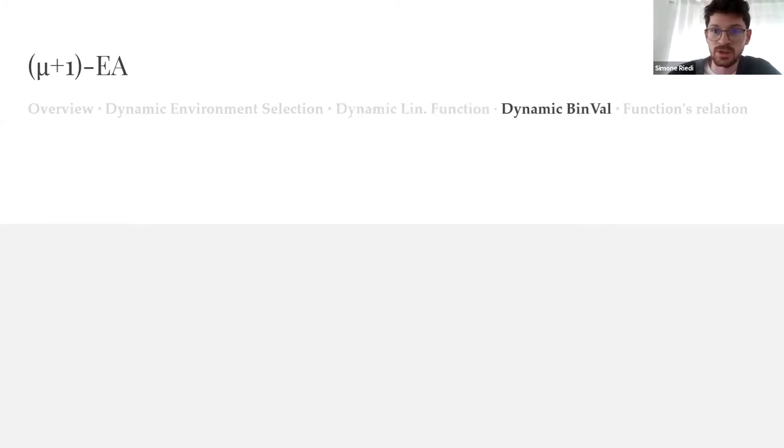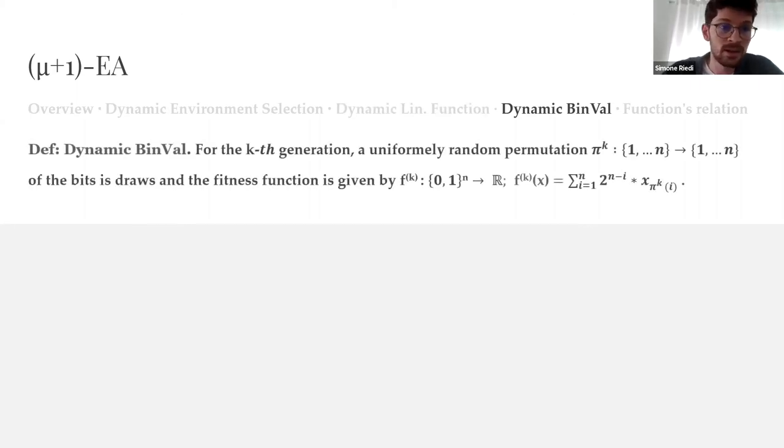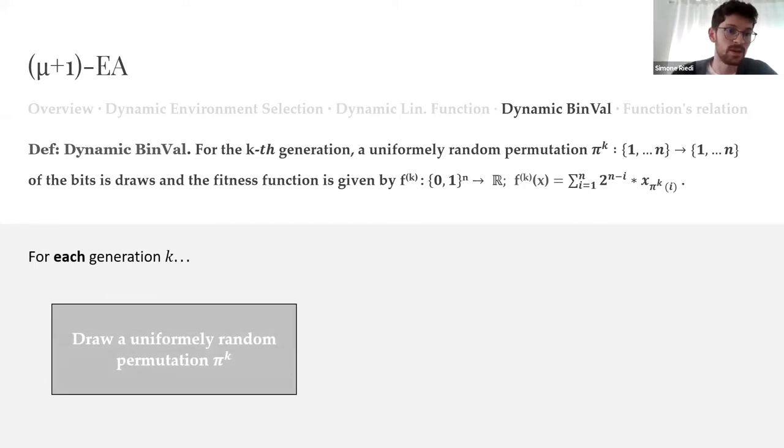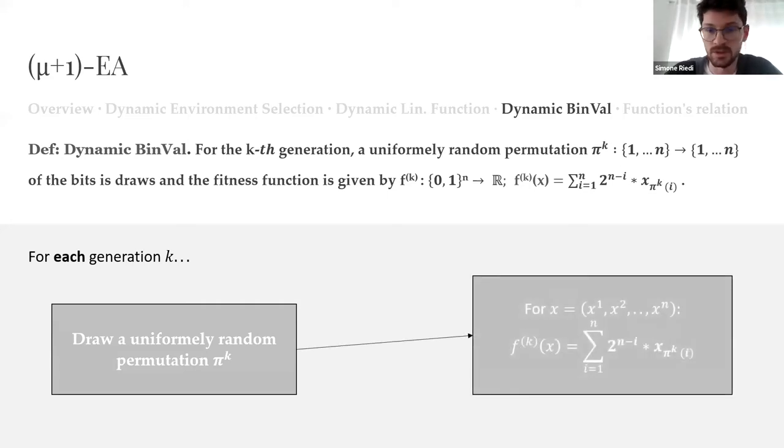So now we finally reach the function that we study in the paper. This is the dynamic BinVal function. The dynamic BinVal function is quite similar to the dynamic linear function. So instead of drawing n weights, we draw a random permutation of the bits. And then we compute the fitness function of a given bit string x by first applying this permutation and then computing the binary value. So in a graphical representation, in each generation, we have to draw a new permutation. And then we compute the fitness value of an individual by applying this permutation and computing the binary value.